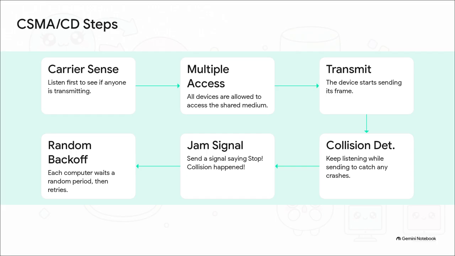Even while PCA is sending its data, it keeps one ear open, listening. Because what if PCB on the other side of the building started transmitting at the exact same millisecond? If they crash, both devices detect the collision. That triggers step 5, the jam signal. Both devices instantly yell stop, a collision happened, over the network so everyone knows the data is totally corrupted.